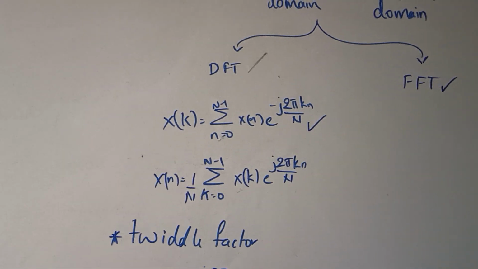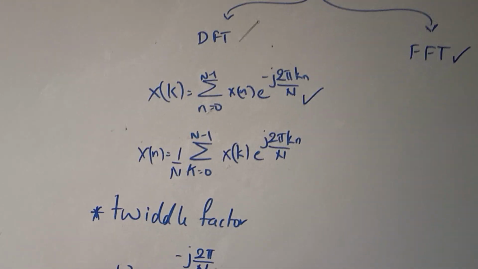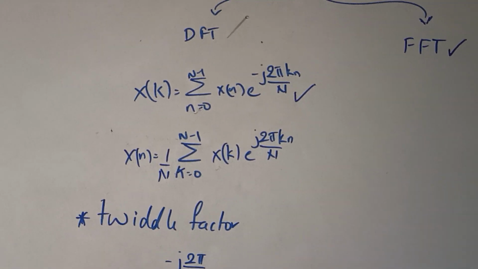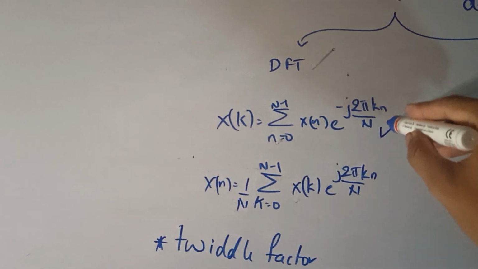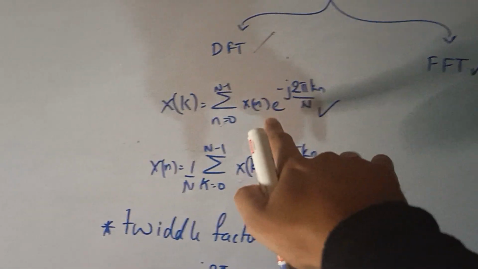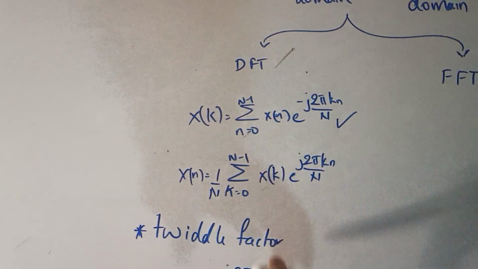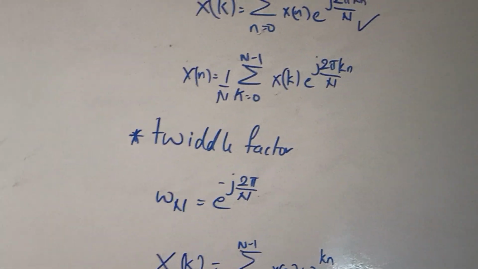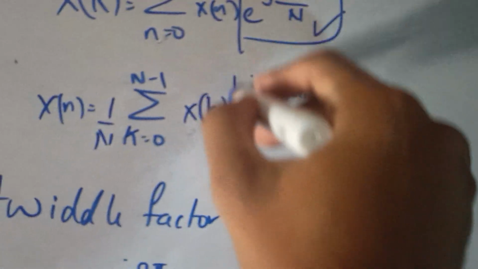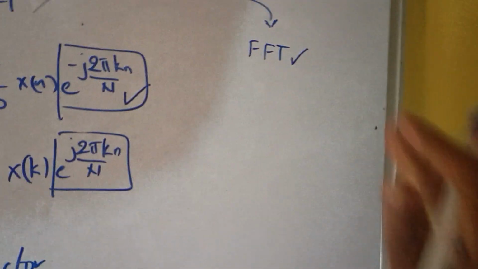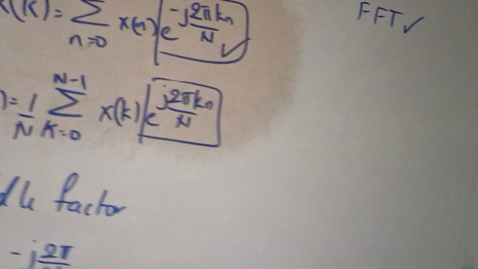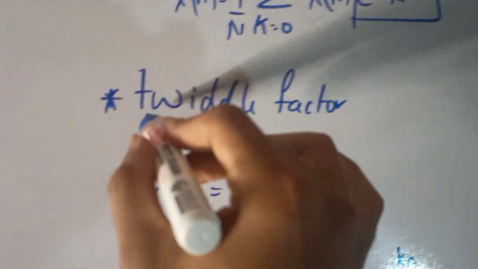So DFT is basically the equation which helps us to transform the sequence from time domain to frequency domain and vice versa. This is called the analysis equation, which helps us to transform the time domain sequence to the frequency domain sequence, and this is called the synthesis equation, which helps us to transform the frequency domain sequence back to the time domain sequence. These terms are very important to understand FFT in a much easier way.